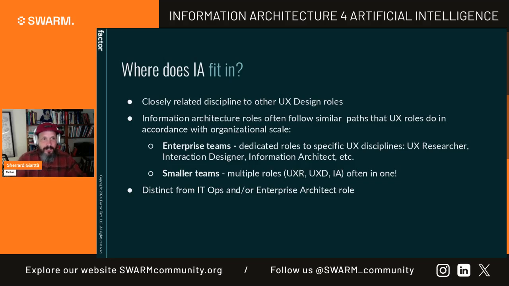That's a great situation, but more often than not, we're dealing with smaller teams, sometimes a team of one, who has to do the UX research, the UX interaction design, and the information architecture as well. So to give you a sense of where information architecture fits in and where information architects fit in, the UX paradigm and the UX designer paradigm is a really, really close, if not almost exact, approximation of how that role tends to work in organizations.